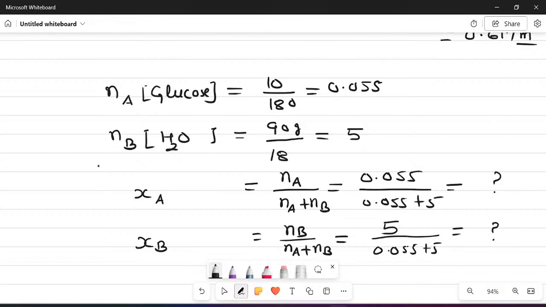So this is how we calculate molality and mole fraction.